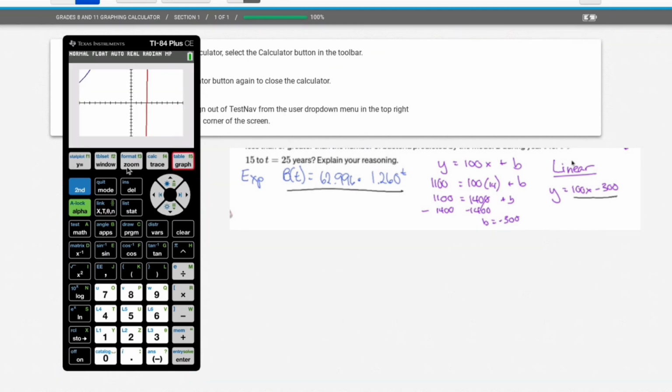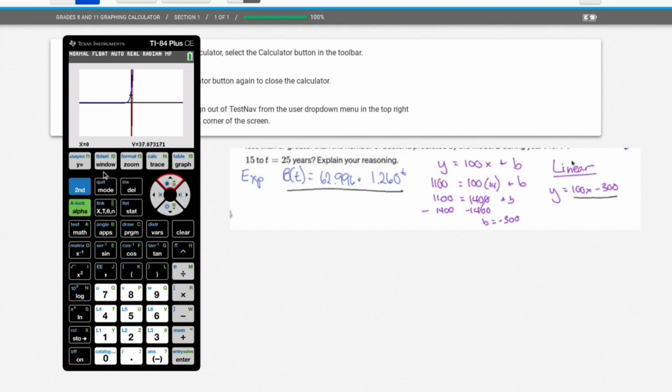Now what I care about, first off, is a window between 15 and 25. First, I need to see where these intersect. So I'm going to zoom out until I can see where they intersect. Not yet. Zoom out again to see where they intersect. That might do it. Okay, now it intersects way up here.